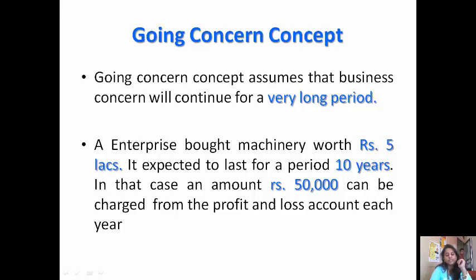Going concern concept. What is the going concern concept? It assumes that the concern will go on for a longer period. For example, A Enterprise bought machinery worth rupees 5 lakhs. It is expected to last for a period of 10 years. In that case, an amount of rupees 50,000 can be charged to the profit and loss account each year, which is nothing but depreciation.